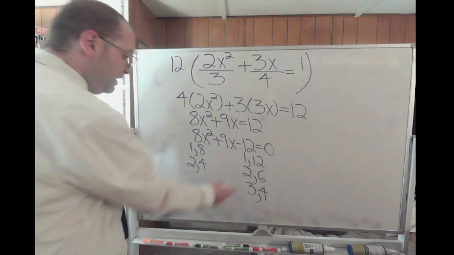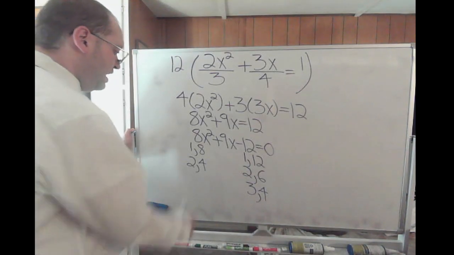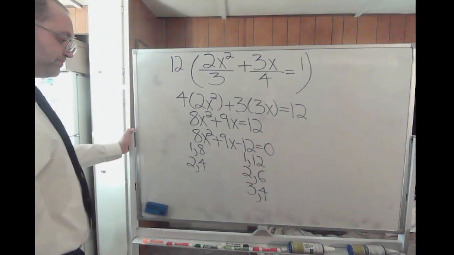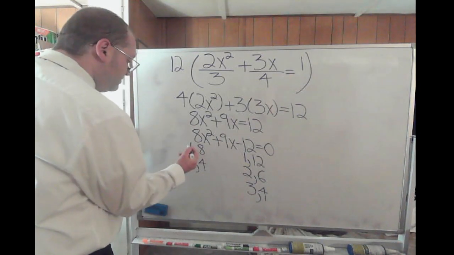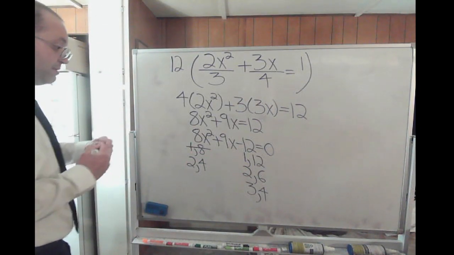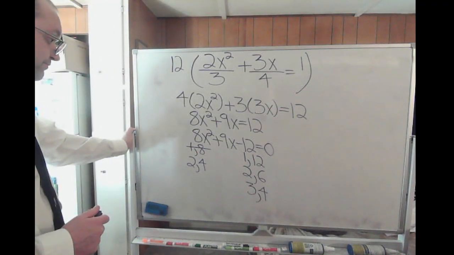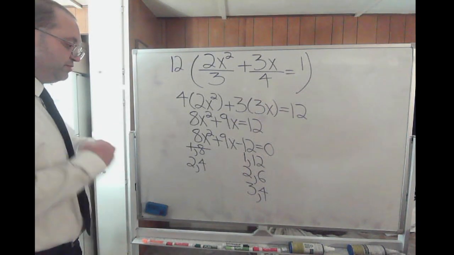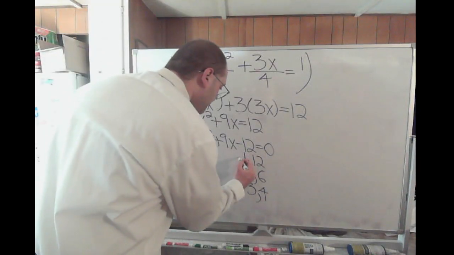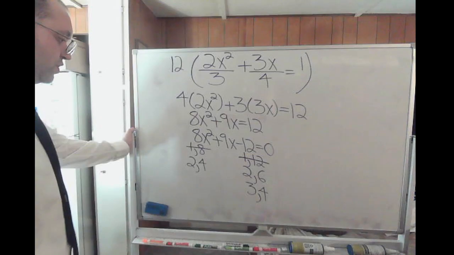All right, how about 1 and 8 and 2 and 6? Looking at those, they don't work. How about 1 and 8 and 3 and 4? Definitely not going to work. So there goes your 1 and 8. None of those are going to work. So how about 2 and 4 and 1 and 12? I don't think that's going to work either, because you would have 48 and stuff as your middle coefficient. That's not going to work. All right, 2 and 4 and 2 and 6. How about that? Would those work?